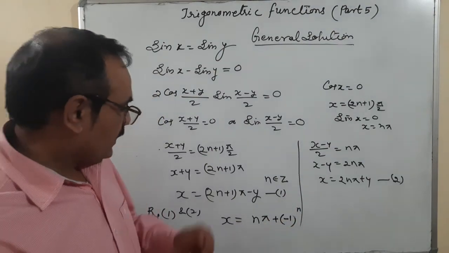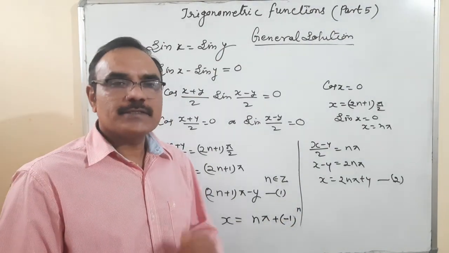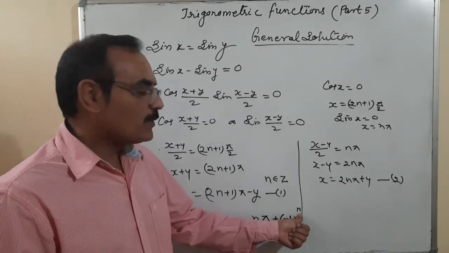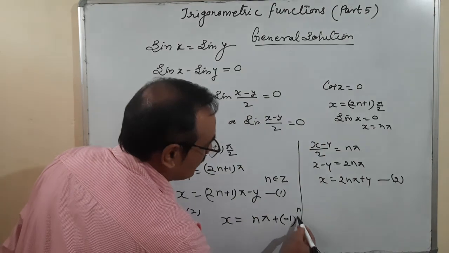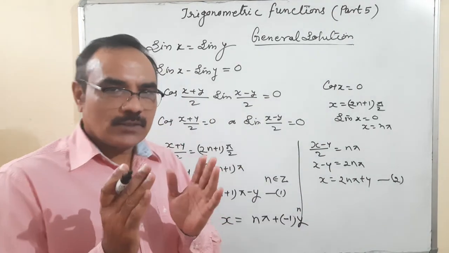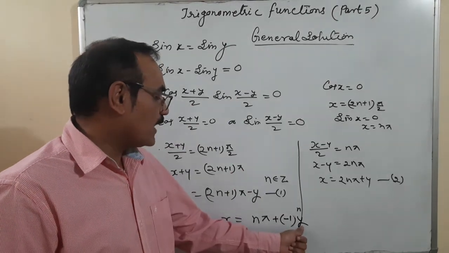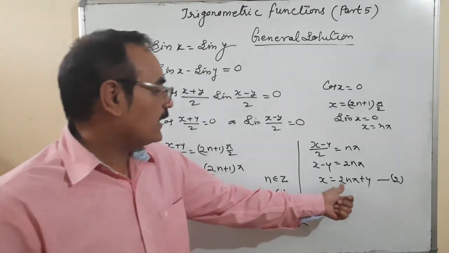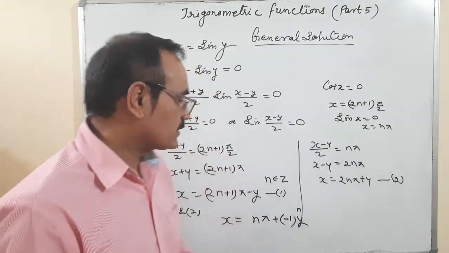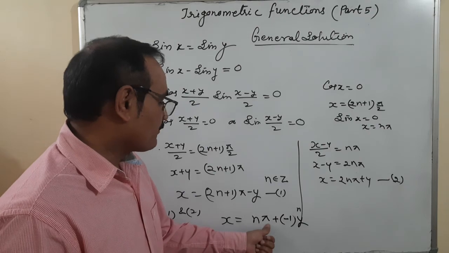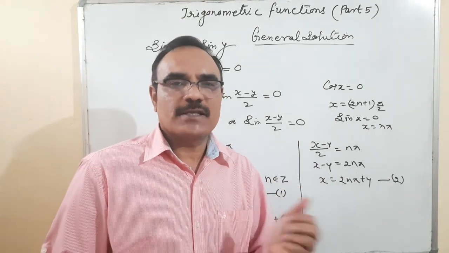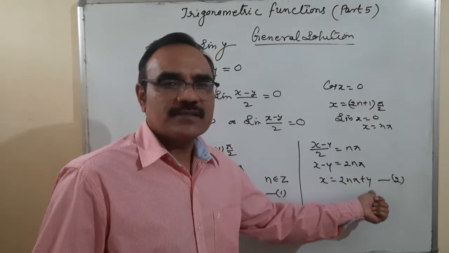Now let us see, if I put n is equal to 1. 1 is odd, so it is n pi plus minus 1 to the power 1 multiplied by y. So what happened? With odd integer, y is negative. Now I'll put n is equal to an even integer, suppose I put 2, 4, 6. Let us do it. 2 pi, minus 1 to the power 2. Minus 1 multiplied by minus 1 is plus 1. So with even integer, the sign is plus.